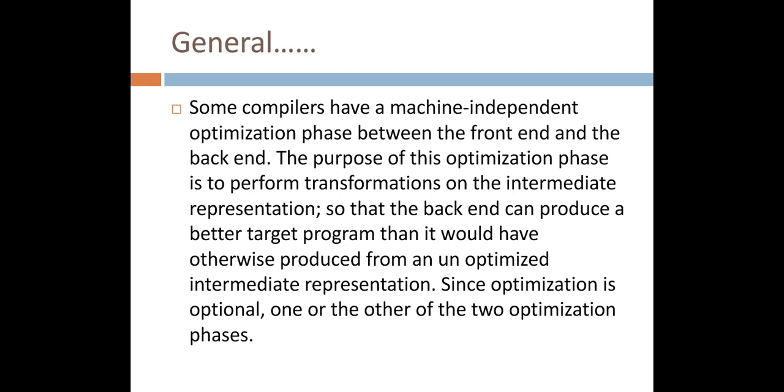And then some compilers are completely machine independent, where the optimization phases are different, related to whatever machines you are going to use. And then you have two things, front end and back end: front end for the analysis part and back end for your synthesis part. And then you have some intermediate representation, and those intermediate representations will be converted to your target program.